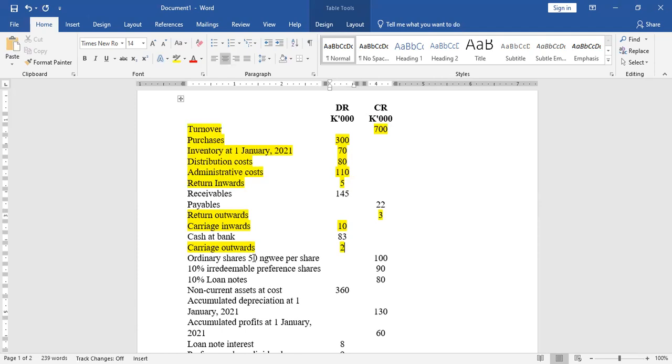Accumulated depreciation, as at 1st January. As at 1st January 2021, 130. So that's accumulated depreciation. It does not come in our profit or loss statement, but we'll use it to calculate the depreciation for this year. Depreciation is an expense, but we only account for depreciation just for that particular year.